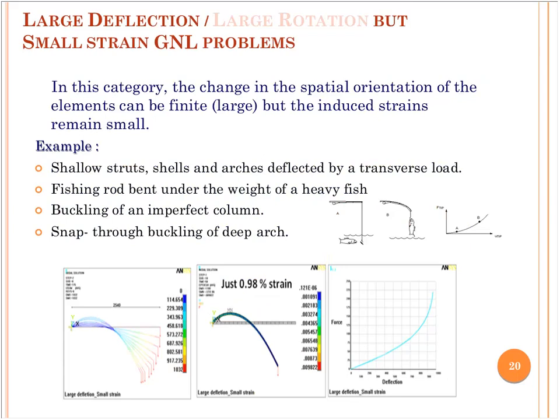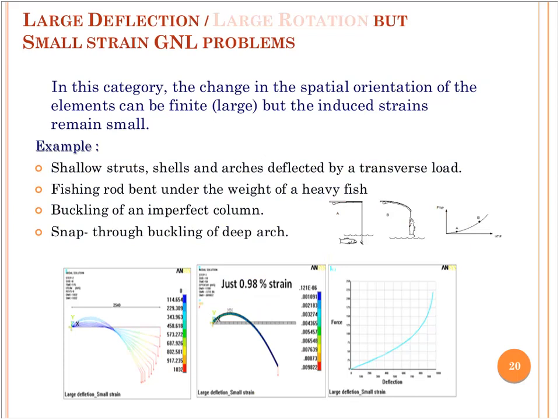Here is the example. In this category, the structure experiences large deflection because of its orientation, not because of the stretch or shape change of the element. The examples are typically what we can see in large shell structures, snap through buckling of arches, linear buckling as a typical example of a large deflection problem, a fishing rod and other things.